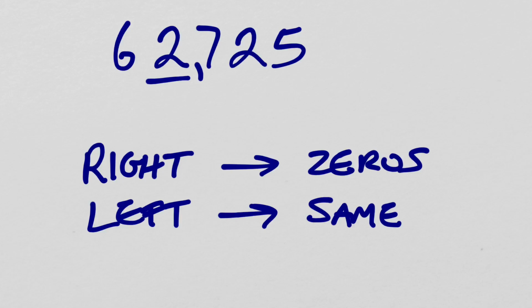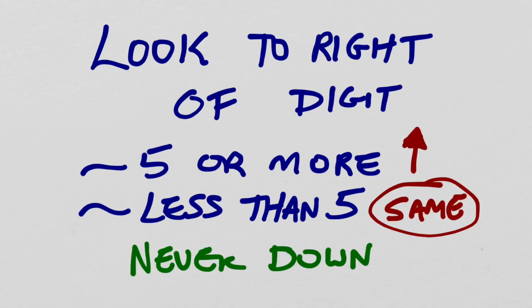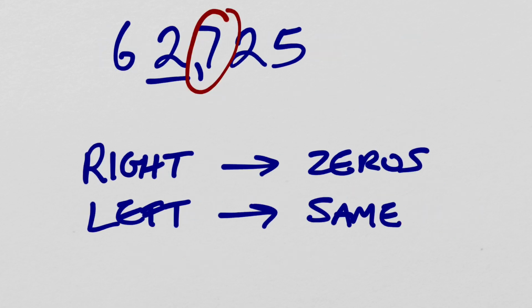So if I've got 62,725 and I'm rounding to the thousands place, this underlined digit is the thousands place. That digit is either going to stay at 2 or go up to 3. It's never going to go down to 1. If we round down, it stays at 2. If we round up, it moves to 3. So we have to look to the digit on the right, and this digit is a 7. According to the rule, if it's 5 or more, then the underlined digit goes up. It's a 7, so that 2 will become a 3. If that was less than 5, that 2 would stay the same.